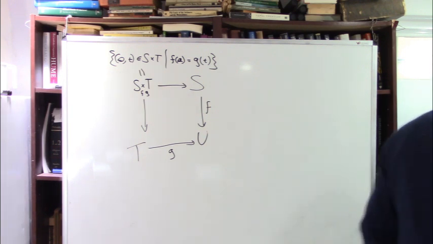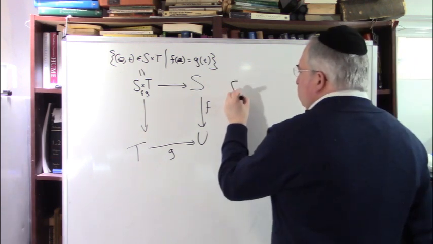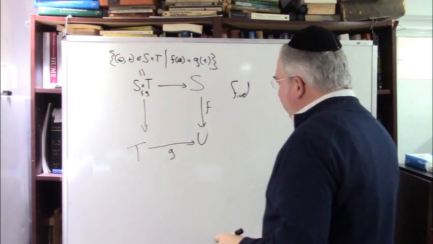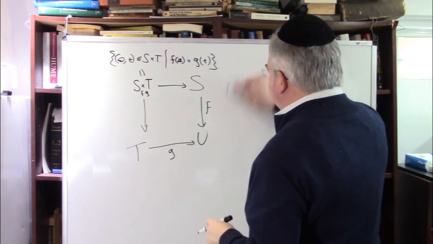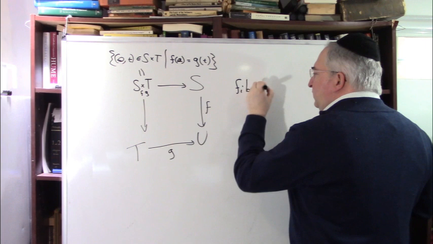This has a special name. It's called a fiber product, in sets. It's used in topology, it's used in physics. Fiber product.